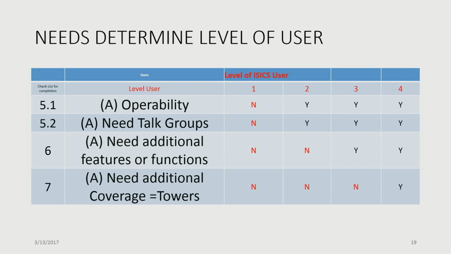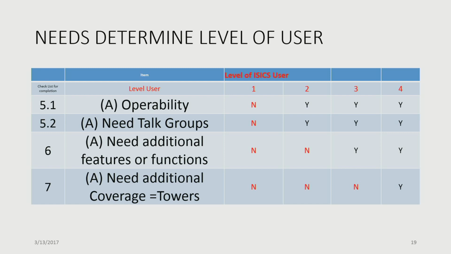Any questions about that? So we've got operability users, interoperability users now. An operability user has to have a talk group. They need at least one, maybe more. And then additional features or functions. And this is in the application process. You explain to us what you're looking to do and why you're looking to do it. And then line 7 is we need not only the features and functions and not only the talk group, but we want more coverage. We want in-building coverage in our community, and we don't have that now.